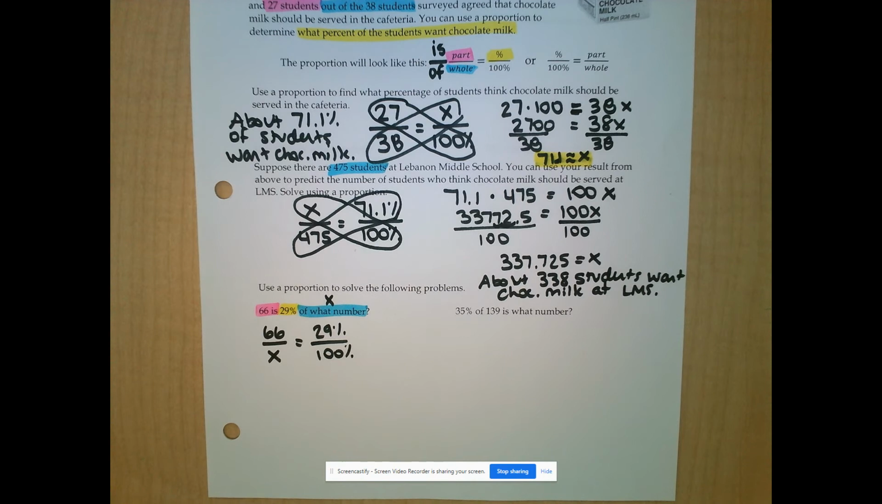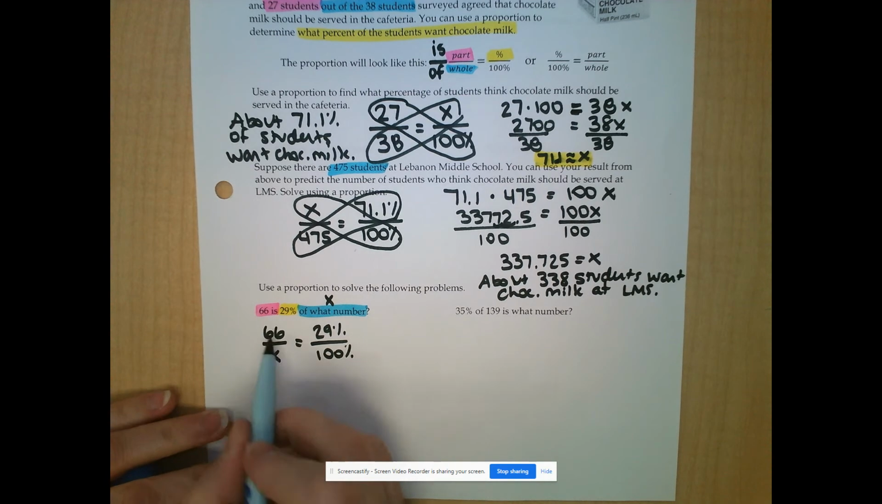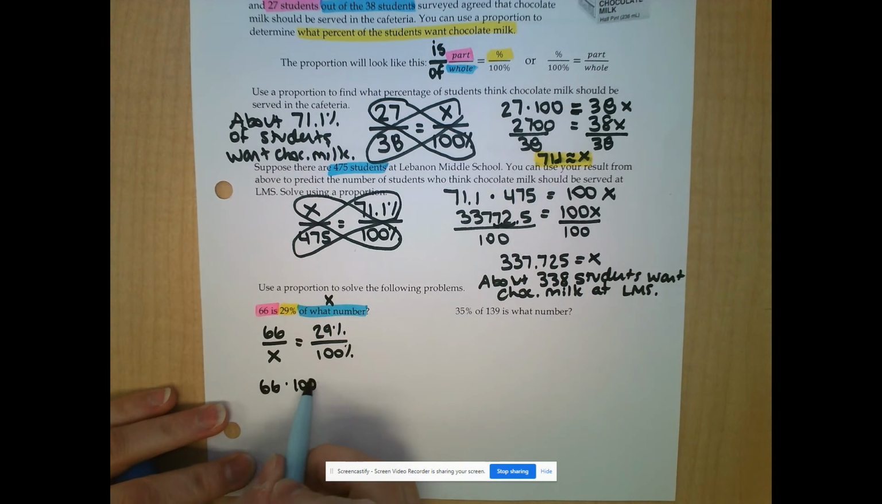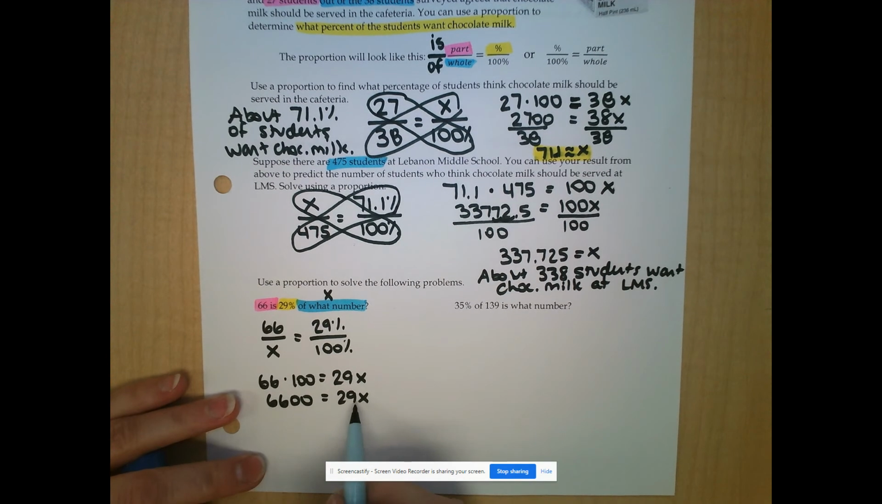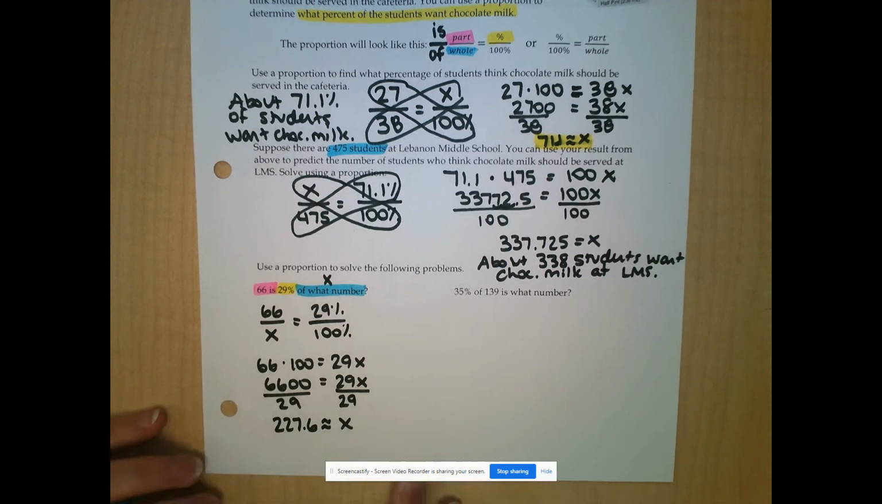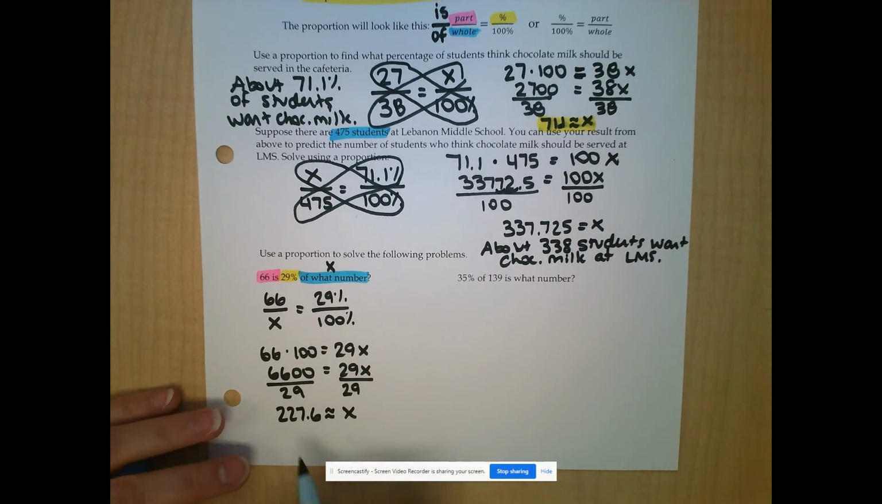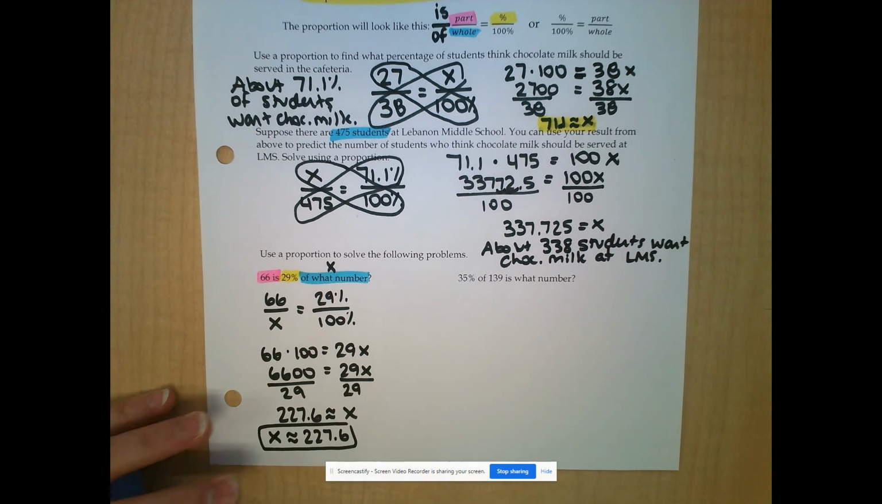So first we have to set up our proportion, and then we start doing cross products. So 66 times 100 equals 29 times x. Well, 66 times 100, I could probably have even done that in my head and just written 6,600. Over on the right side, 29x, multiplication. So I'm going to use division and divide both sides by 29 and get 227.6 approximately. Now, remember what we said before? We do prefer to have the variable listed on the left or listed first. So x is approximately 227.6. There we go.